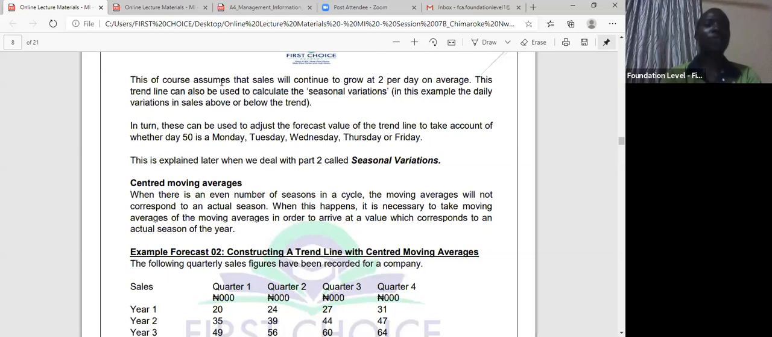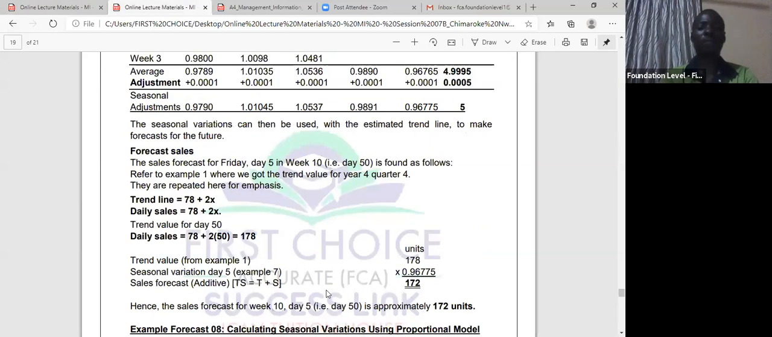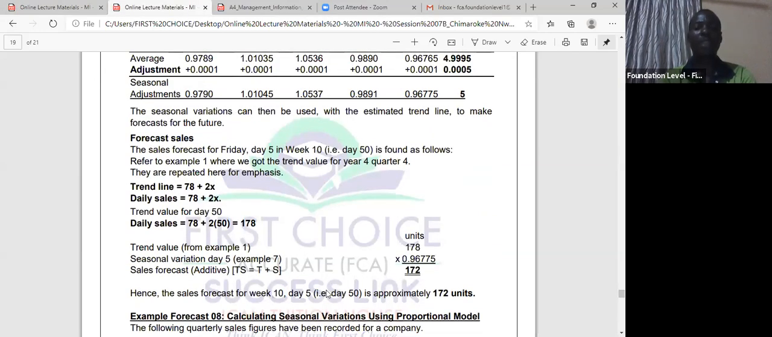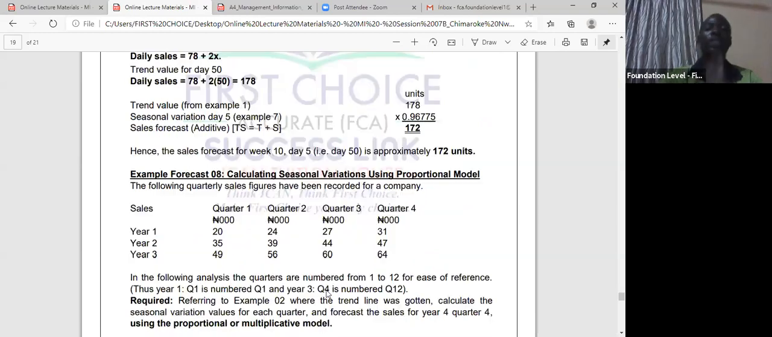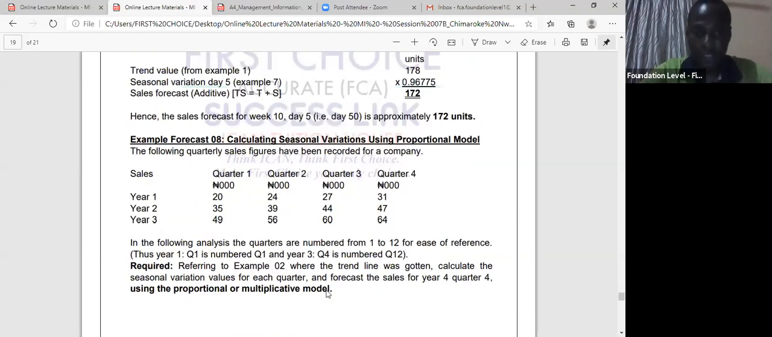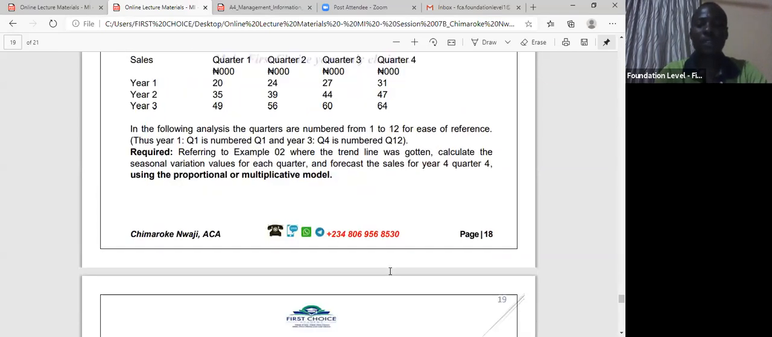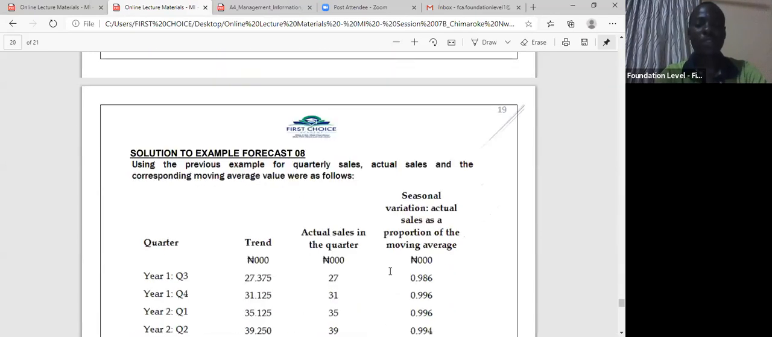Okay, let's go to the next example, which is going to be the last one. We are using our example 2 again. You know, in example 7, we did example 1. Example 8 is example 2, but we have changed the method to multiplicative. We do the same thing here. We do the same thing we have been doing before.